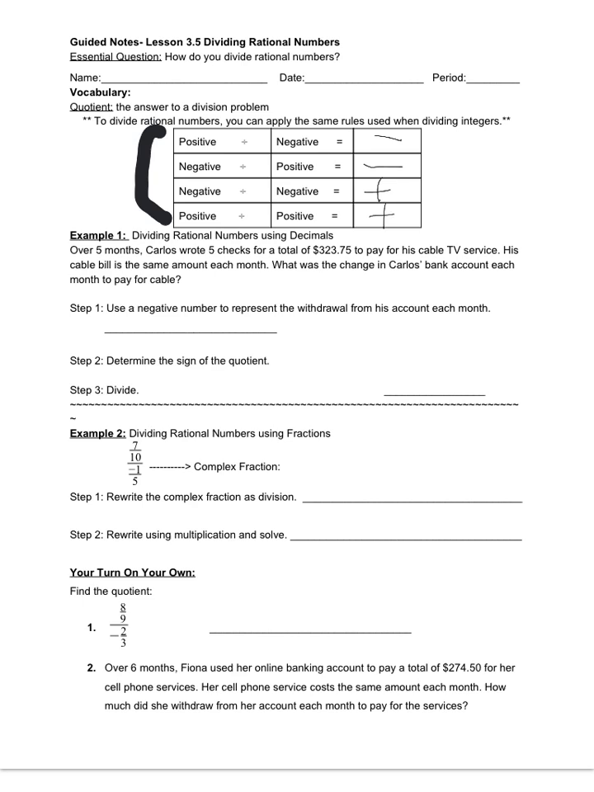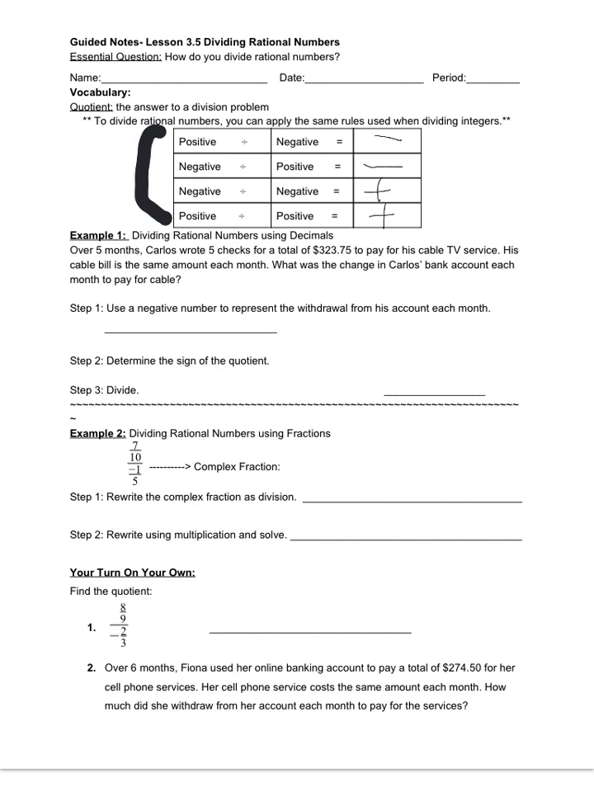Our first example, we're going to look at dividing rational numbers using decimals. Over 5 months, Carlos wrote 5 checks for a total of $323.75 to pay for his cable TV service. His cable bill is the same amount each month. What was the change in Carlos's bank account each month to pay for cable?